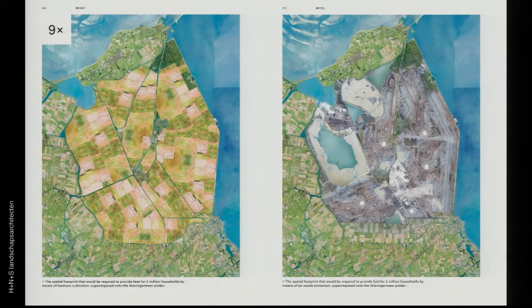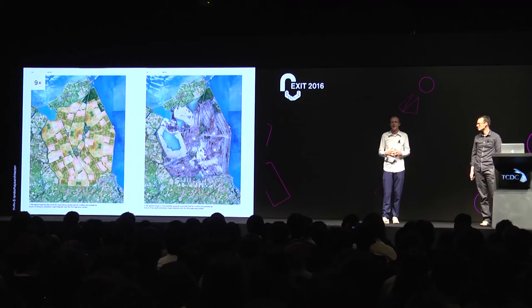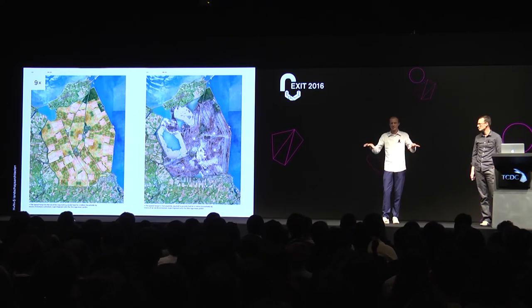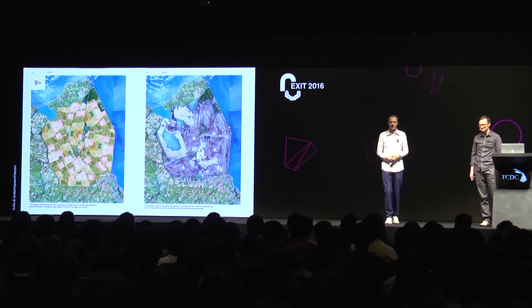And you need 9 times the size of that polder to generate energy for 1 million homes. And on the right-hand side, it's tar sands. It's sand that is saturated with oil, and then after a very polluting chemical process, the oil and the sand are separated, and then you have fuel to burn. But as you can see, this completely ruins everything.